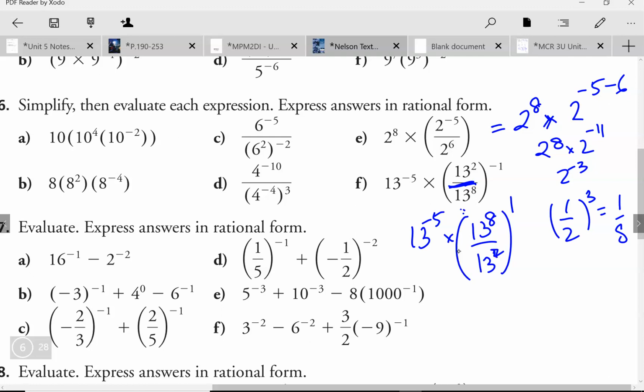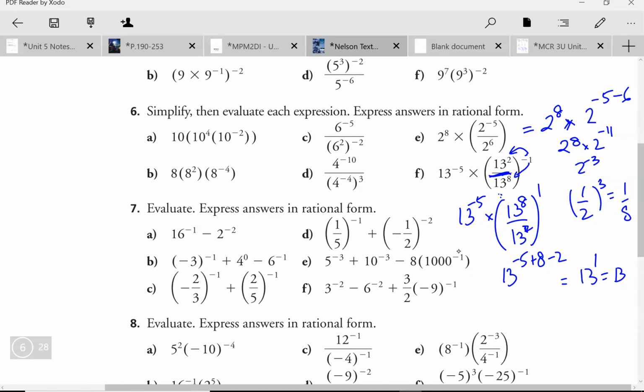So you shouldn't have to first multiply the negative into both of these things and then flip both of them just to get this answer. You should be looking at it as, okay, I have a fraction to the power of negative. I can flip the fraction and make it positive, instead of using the moving to the numerator denominator kind of idea. And now this is just 13 to the power of negative 5 plus 8 minus 2, which is actually 13 to the power of 1, which is 13.